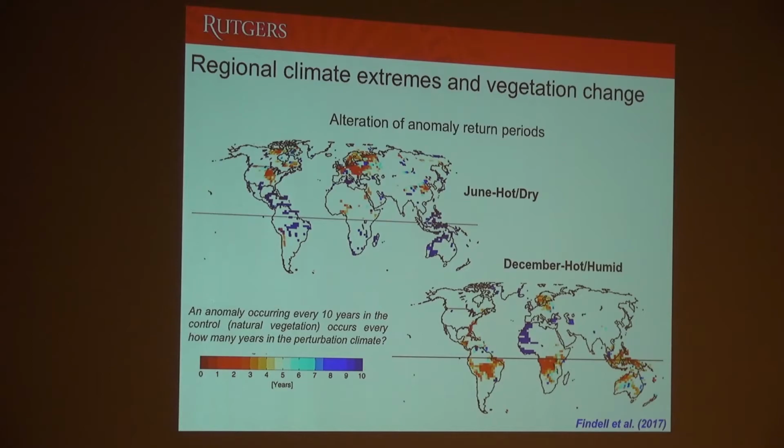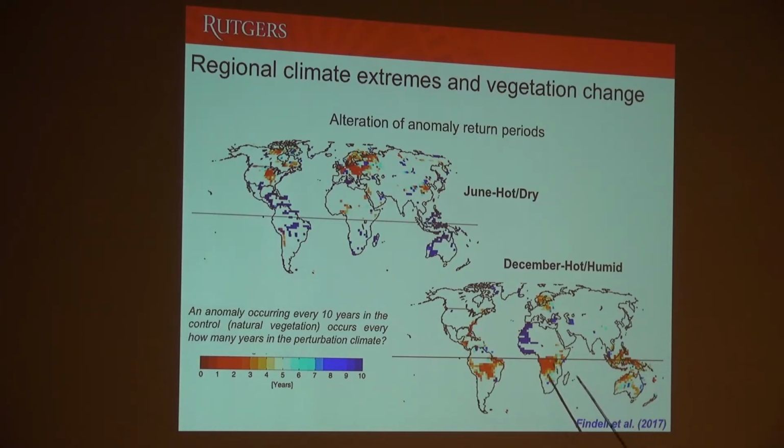So just because of introducing this change over the historic past, we've essentially taken what would have been a 10-year anomaly in temperature and made it 1 or 2 years as a result of the changes that we've made.